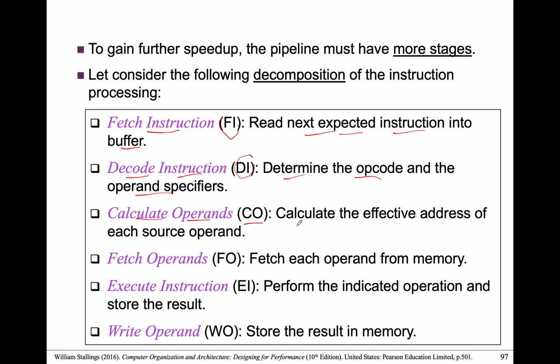Calculate operand, CO: calculate the effective address of each source operand. Fetch operand, FO: fetch each operand from memory. Execute instruction, EI: perform the indicated operation and store the result. And lastly, write operand, WO: store the result in memory. So this one you're going to memorize. What is the task and description, what each of these components are doing.